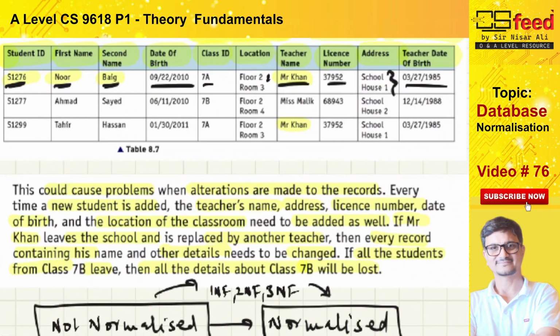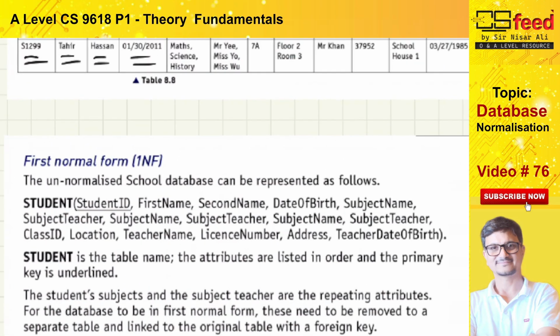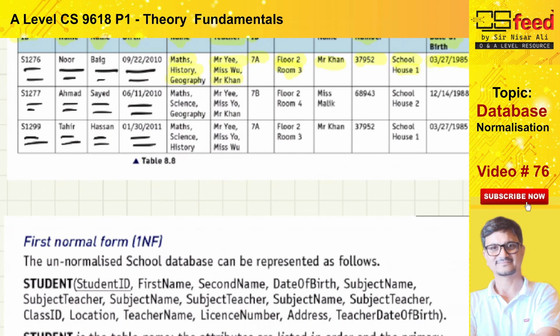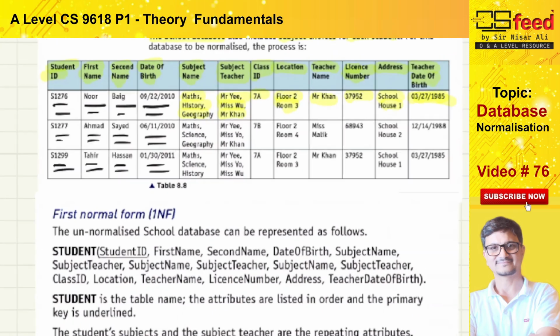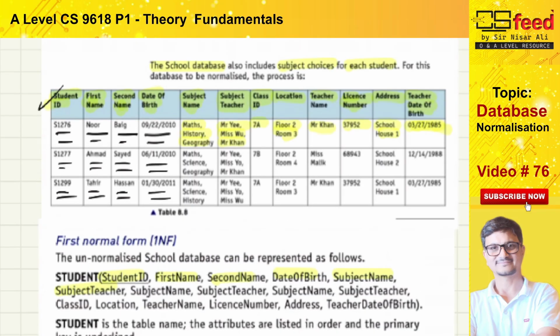Before that, if we see the student table, it can be read in terms of the attributes. If we see this table collectively, you can see the student ID, first name, second name, date of birth, subject name, subject teacher. So I'm reading it now as student ID, first name, second name, date of birth, subject name, subject teacher.